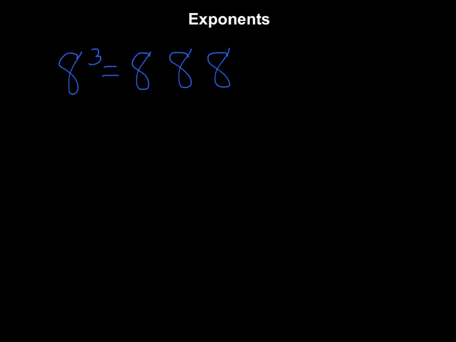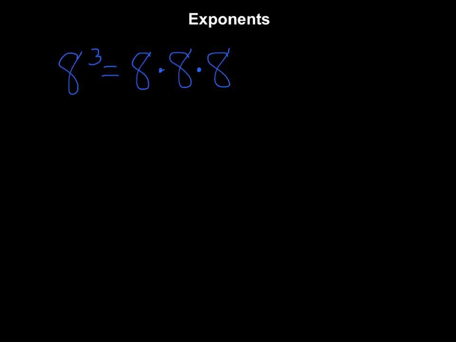Now exponents mean repeated multiplication, so this is going to be multiplication. Now one of the big mistakes that I see students make all the time is they'll write multiplication here, but then they don't do it. Instead they add these up and get 24. But make sure, since it says multiply, that we actually multiply.